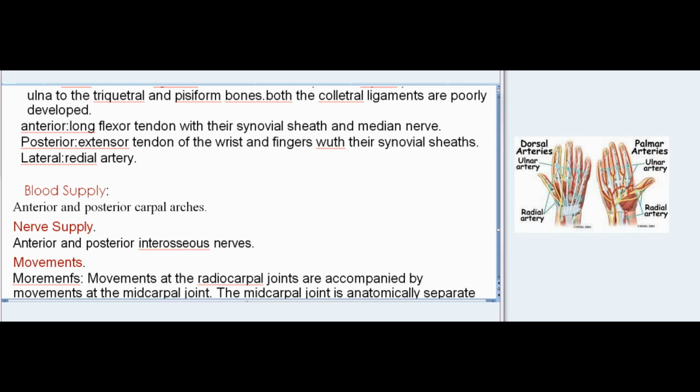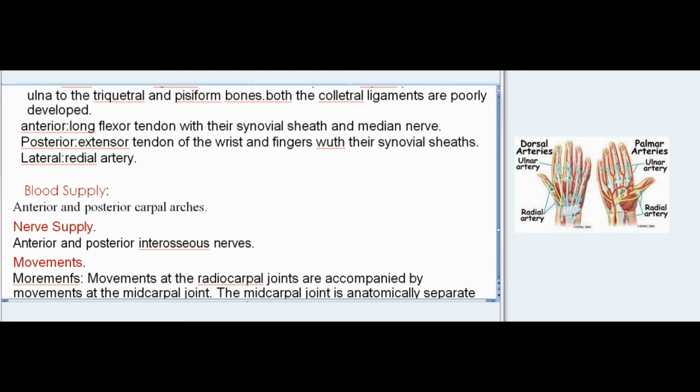Relations. Anterior: long flexor tendons with their synovial sheath, and median nerve. Posterior: extensor tendons of the wrist and fingers with their synovial sheaths. Lateral: radial artery. Blood supply: anterior and posterior carpal arches. Nerve supply: anterior and posterior interosseous nerves. Movements. Movements at the radiocarpal joints are accompanied by movements at the midcarpal joint.